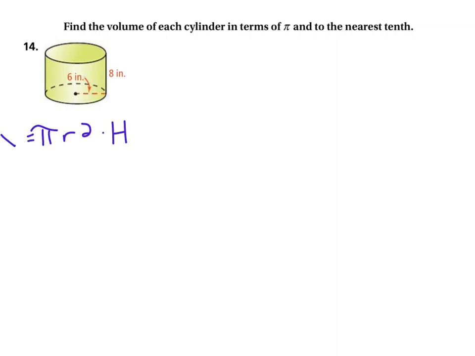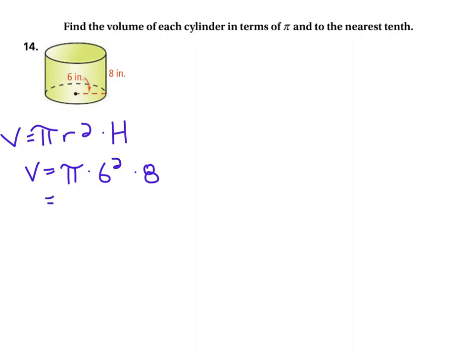So what do we know? We've got to fill in all the values that we know. We said pi, we keep it in terms of pi right now. Pi times the radius, which is 6, times 6 squared, times the height of 8. And if I was really being proper, I'd write in the units.